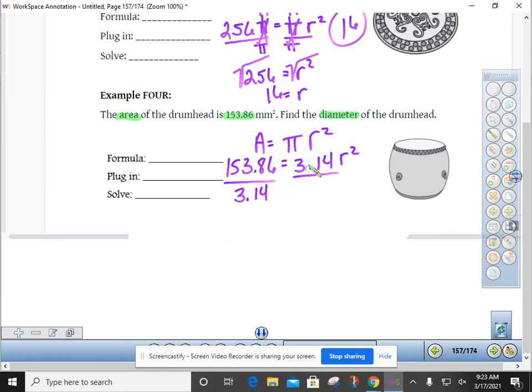Perfect. Divide by 3.14 on both sides. And y'all can go ahead and put that in your calculator and tell me what it is. What is it? 49.